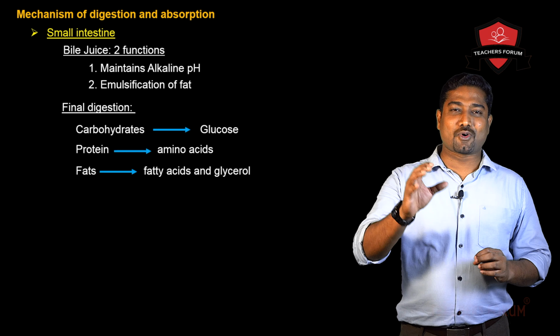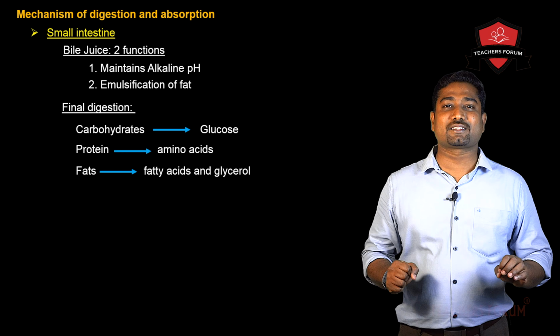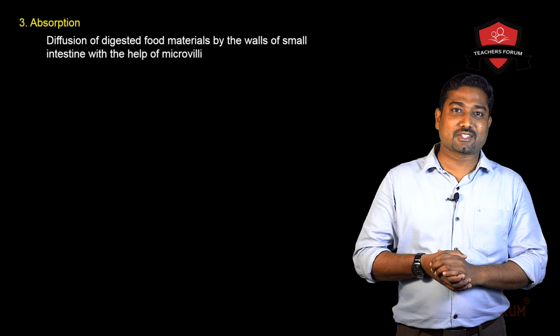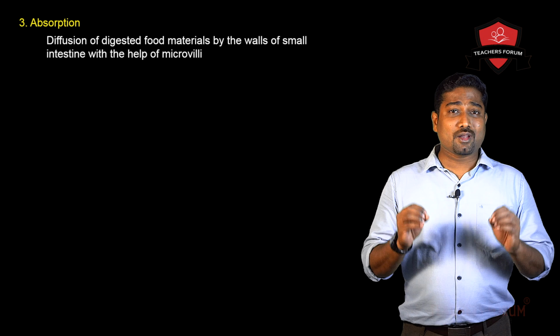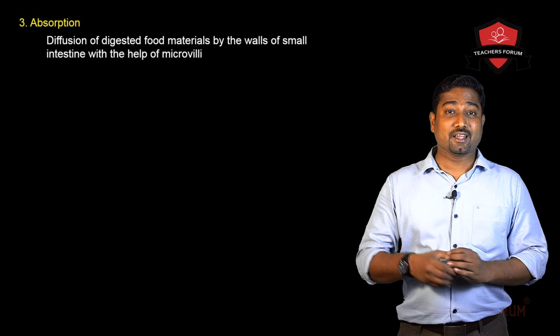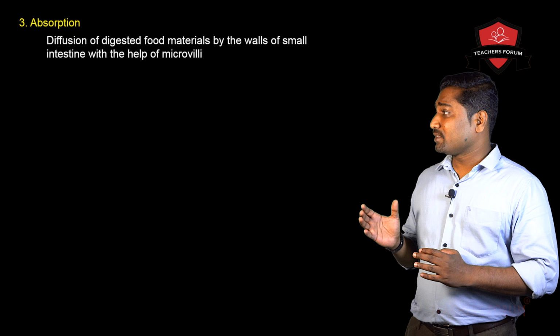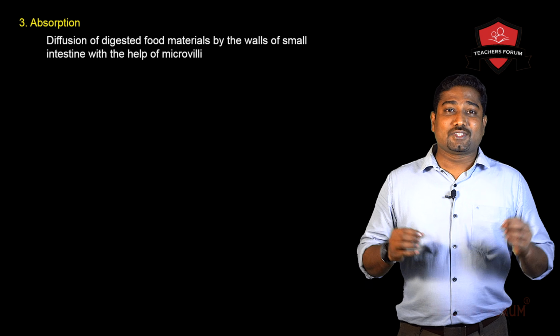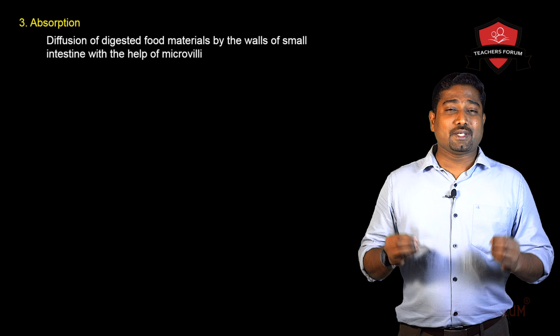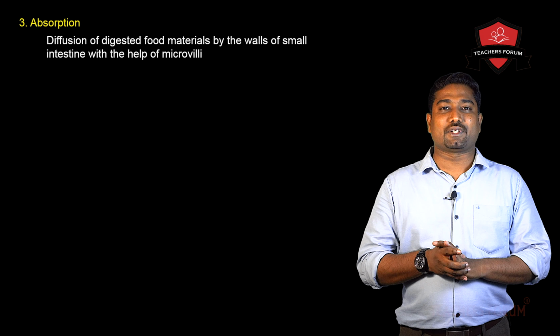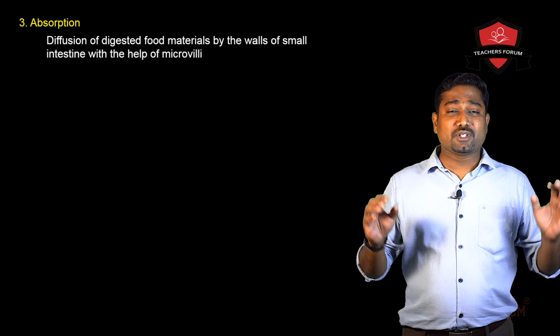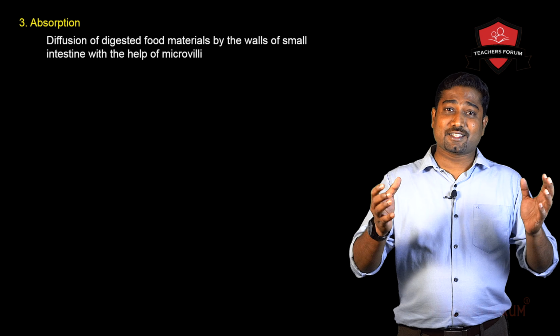So you could see here the small intestine completes the final process of digestion. So the third process is absorption. The digested food particles like glucose, amino acids, fatty acids and glycerol will be absorbed by small finger-like projections seen in the inner wall of the small intestine called microvilli. And the microvilli are richly supplied with blood vessels. So these nutrients will diffuse into the blood capillaries. The blood will take them to different parts of your body, to different cells and tissues.